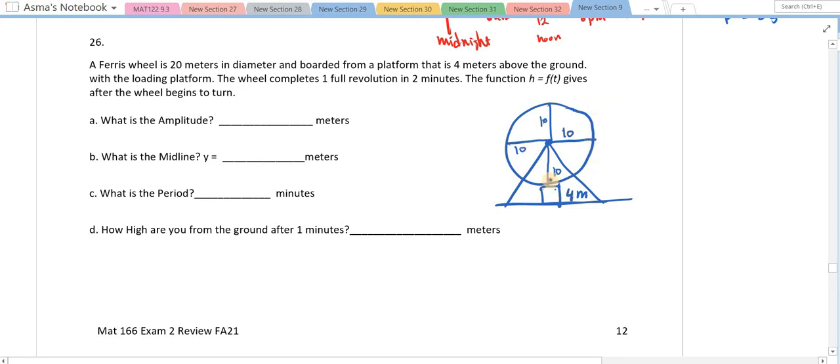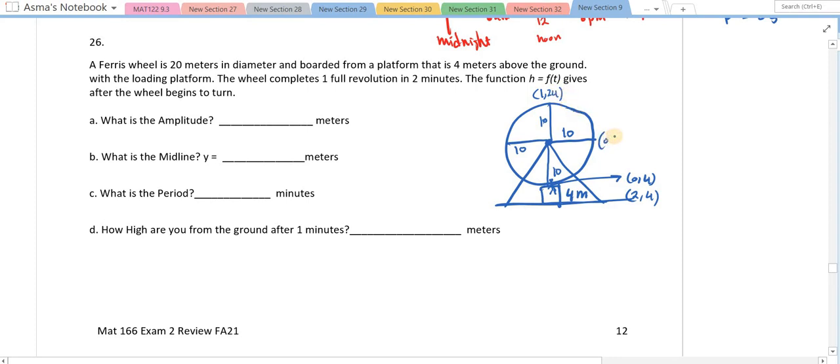I know also that if a person is standing here at time 0, the height of that person is 4. And at time of 2 minutes, because the period is 2 minutes, the height is 4 again. And since it takes 2 minutes to finish one revolution, when the time is 1 minute, the person is going to be 10 plus 10 plus 4, which is 24 meters high.